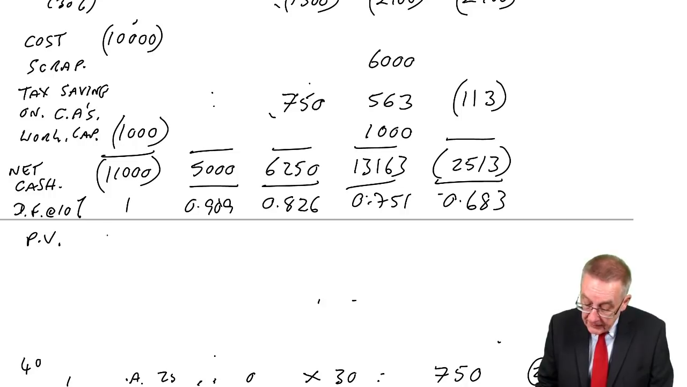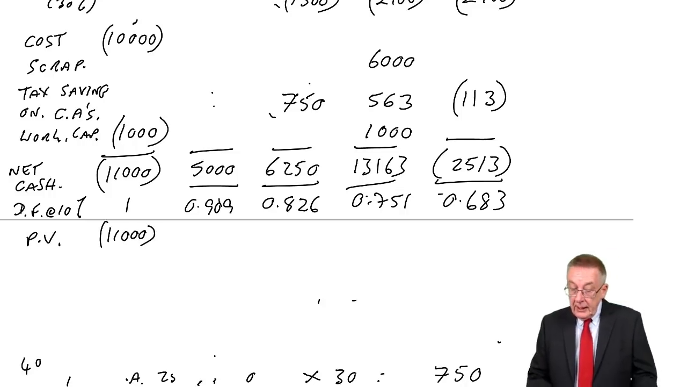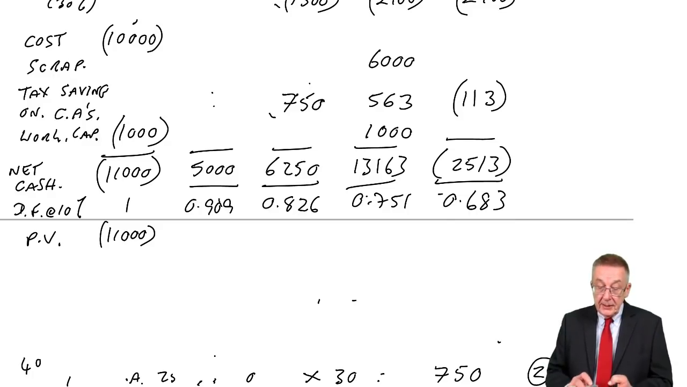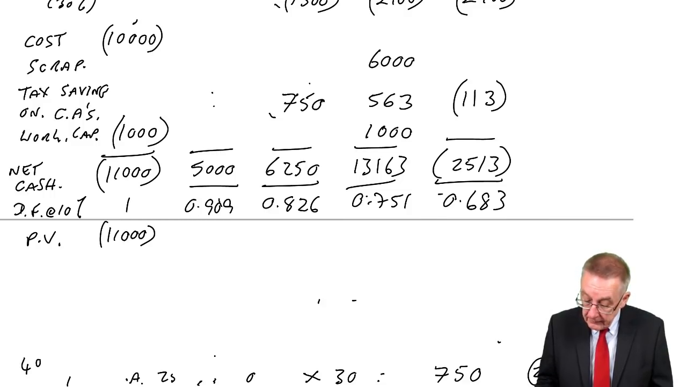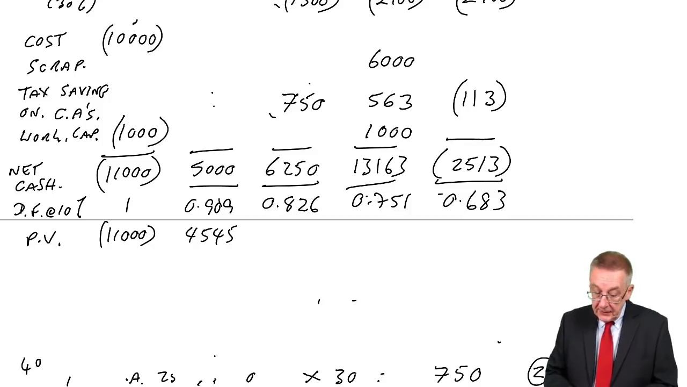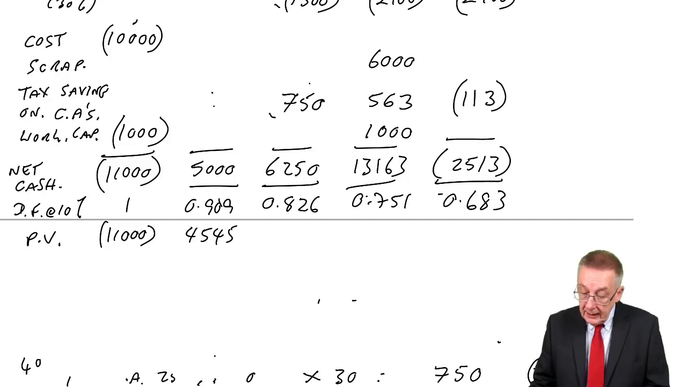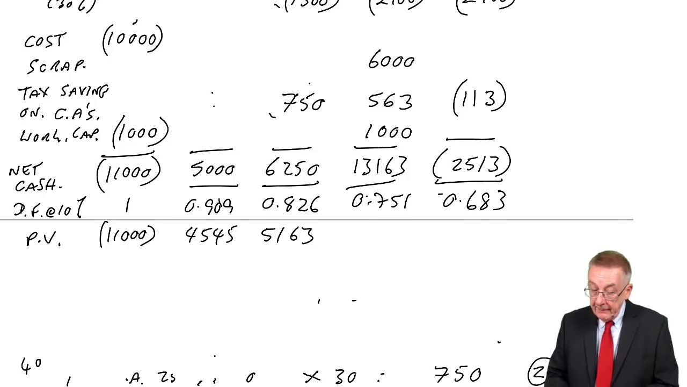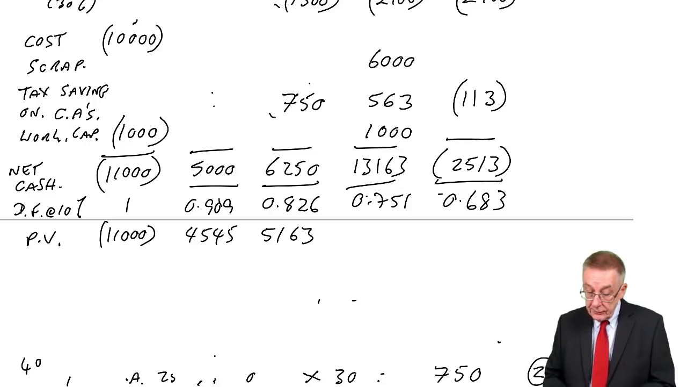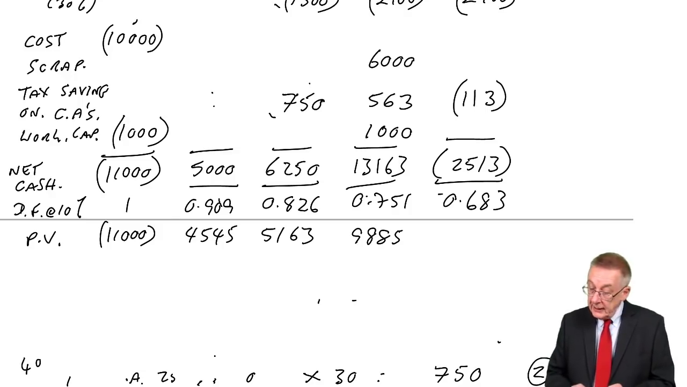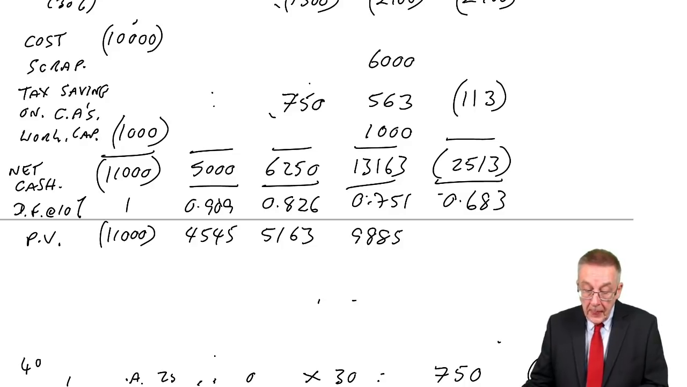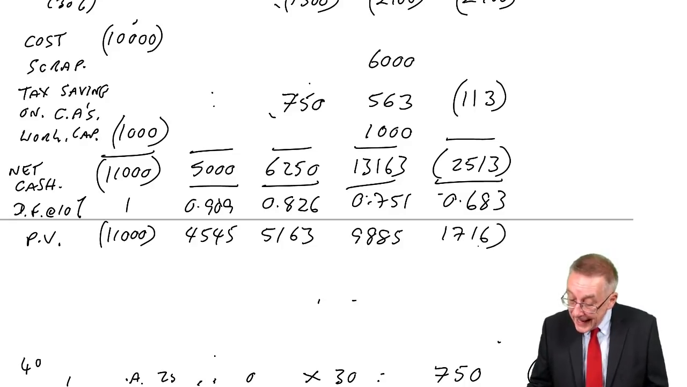So the present values: 11,000, 5,000 times 0.909, 4,545. 6,250 times 0.826, 5,163. 13,163 times 0.751, 9,885, and finally 2,513 times 0.683, 1,716 in negative.